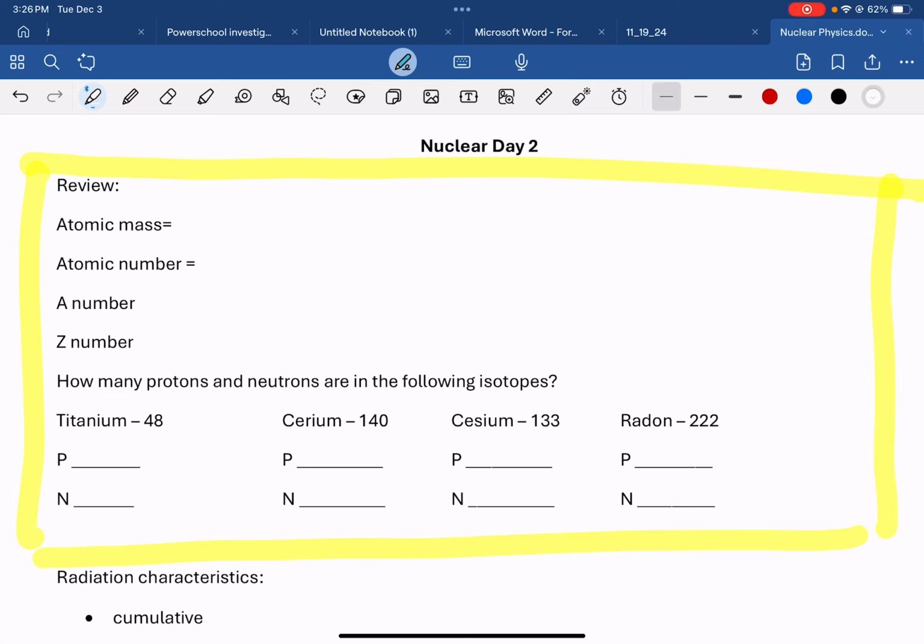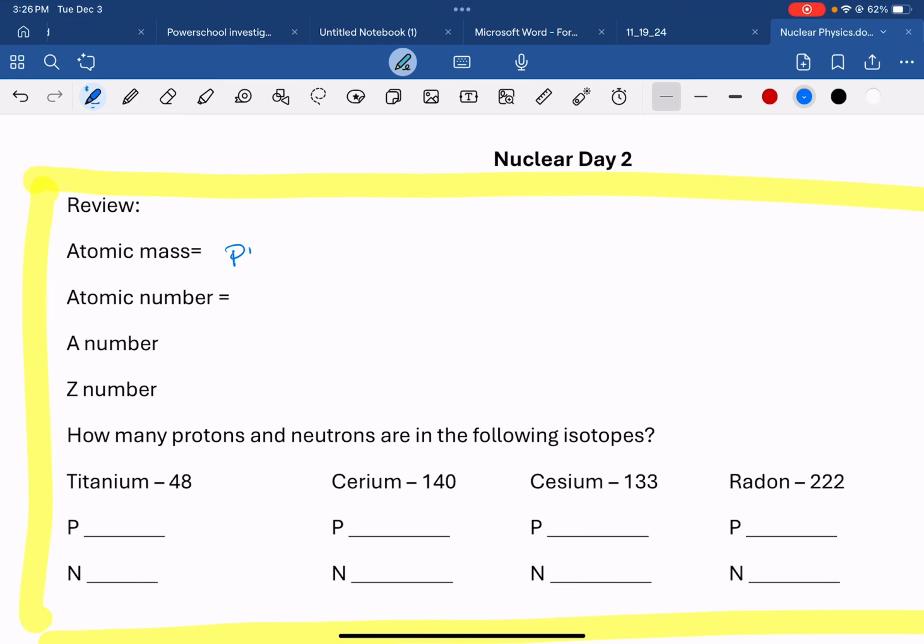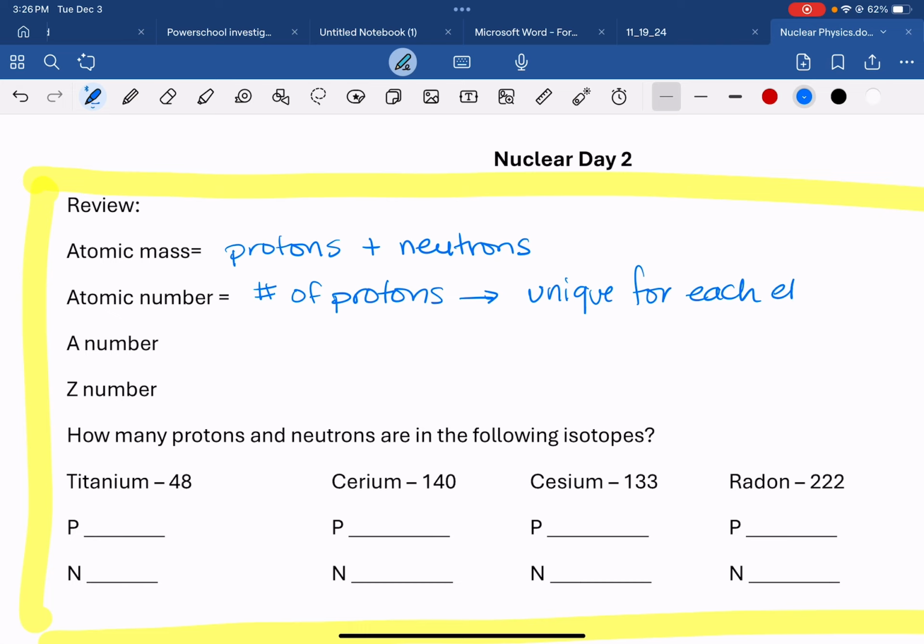Okay, let's take a look at atomic mass. We know what that value is. That is the number of protons plus the number of neutrons in your nucleus. Our atomic number is our number of protons, and this is unique for each element.